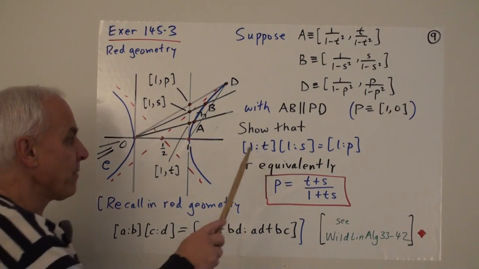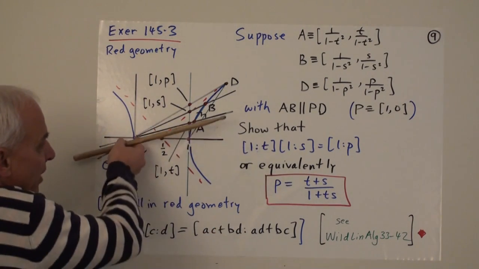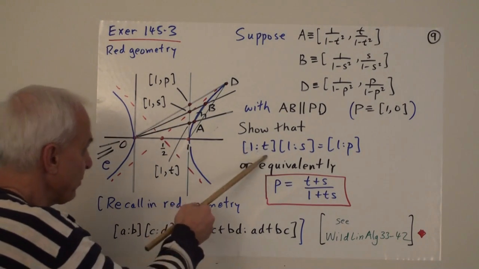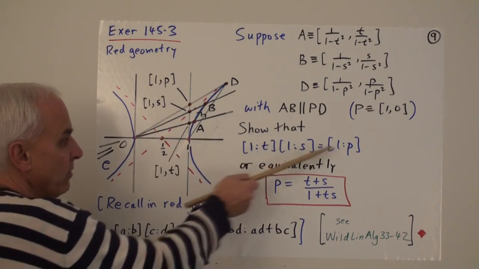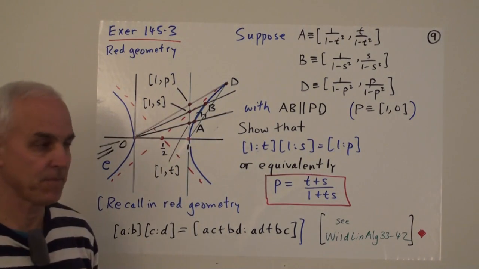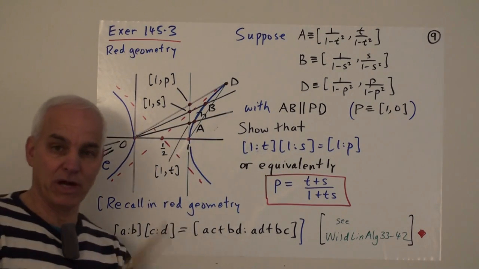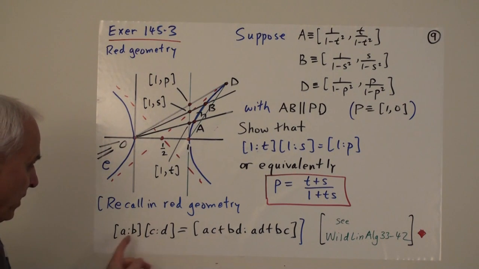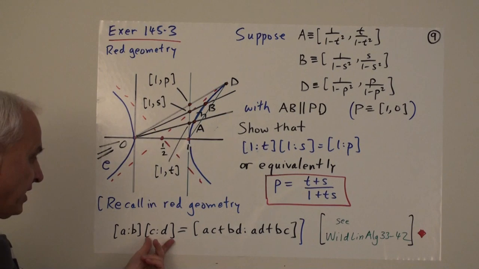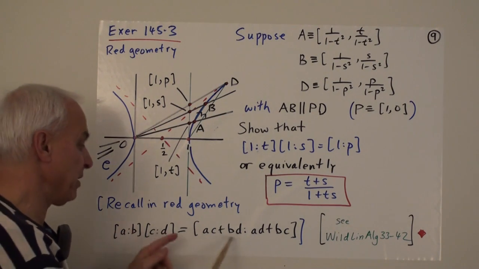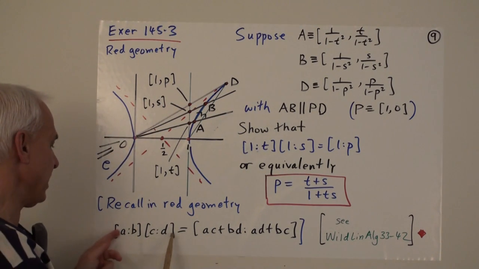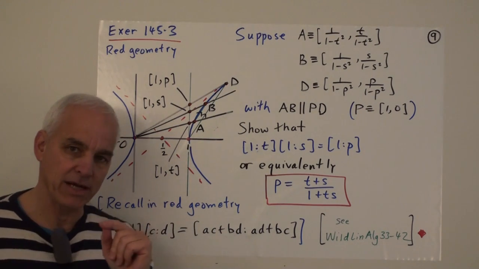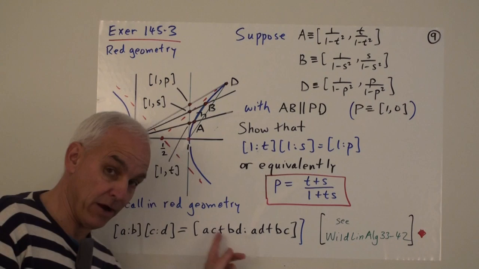So show that the relationship between the three projective lines is that this projective line times this projective line equals this projective line, in the sense of the algebraic structure in the red geometry, which I remind you, here's the formula for that: A to B times C to D is AC plus BD times AD plus BC. So almost the same as the Euclidean situation, except that there's a plus sign there, not a minus sign.